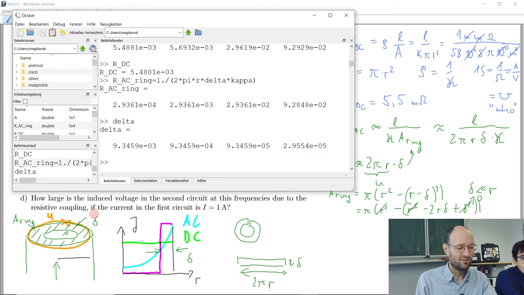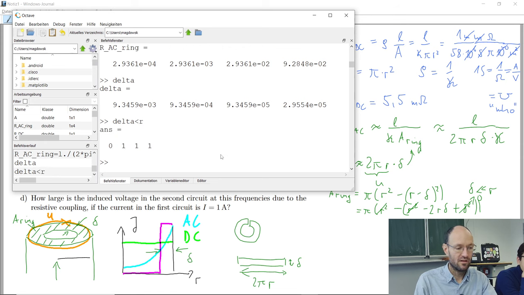And so here it means the thickness of the ring is much larger than the radius. So this approximation here and our whole assumption of this ring is totally not valid at all. And that's why this formula fails here. Because we could check, okay, is delta smaller than r? And so here it would say, no, it's not smaller. Here it's barely smaller, but not really. And so, yeah, here it's really smaller and here it's really smaller. And so that's why it works. Okay.